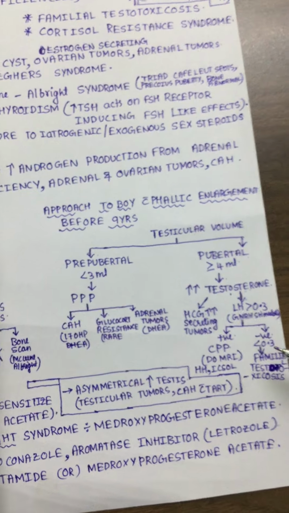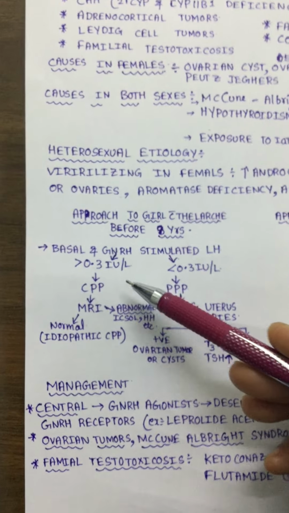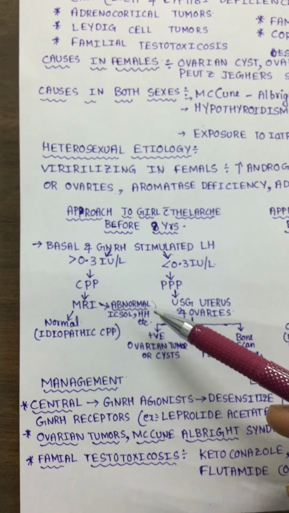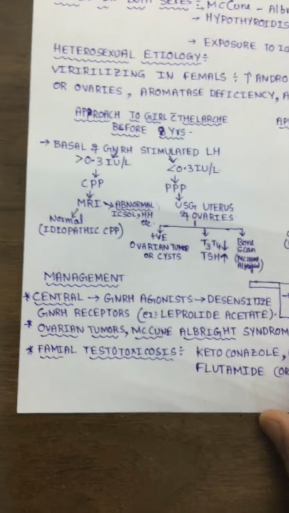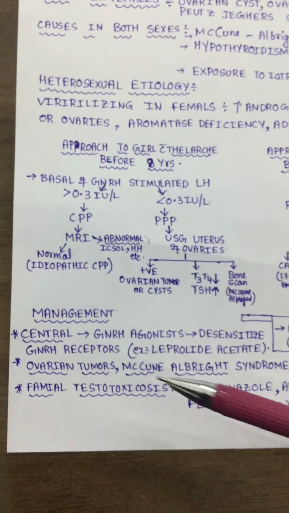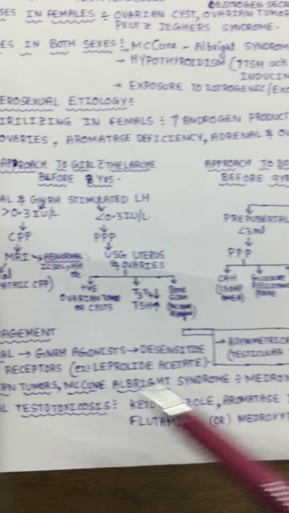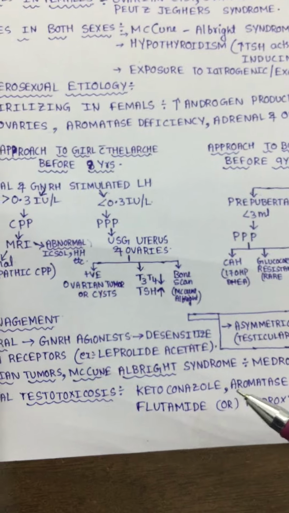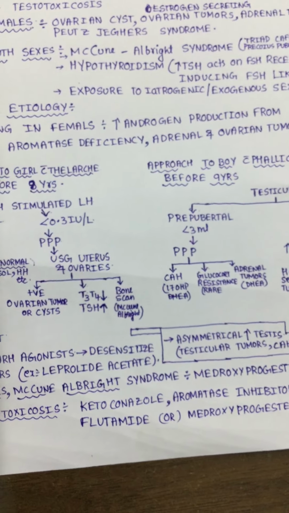And for familial testotoxicosis. Here also, if you suspect central precocious puberty, MRI should be done. If it is abnormal, hypothalamic hamartoma. If it is normal, idiopathic central precocious puberty. Management is mainly GnRH agonists in central, in ovarian tumors and McCune-Albright syndrome, medroxyprogesterone acetate, and in familial testotoxicosis, ketoconazole, aromatase inhibitors, and medroxyprogesterone can be given.